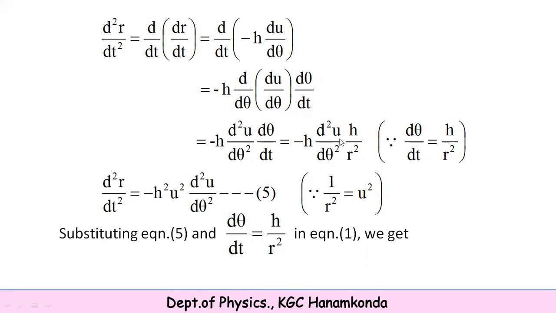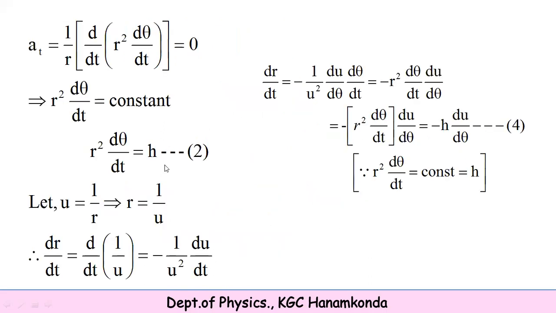Just simply substituting here, d square r by dt square equals minus h square into u square into d square u by d theta square. Say this as equation 5. We have taken the dr by dt value, minus h into du by d theta, as equation 4.